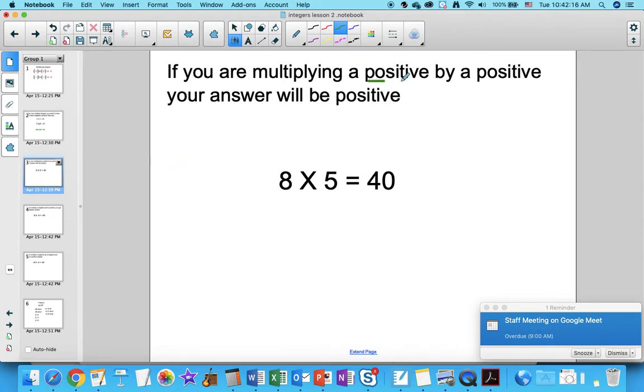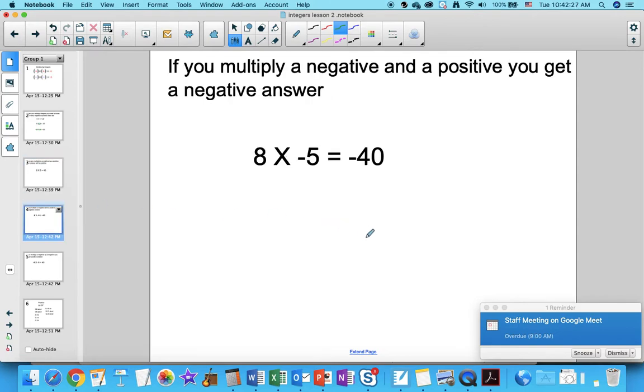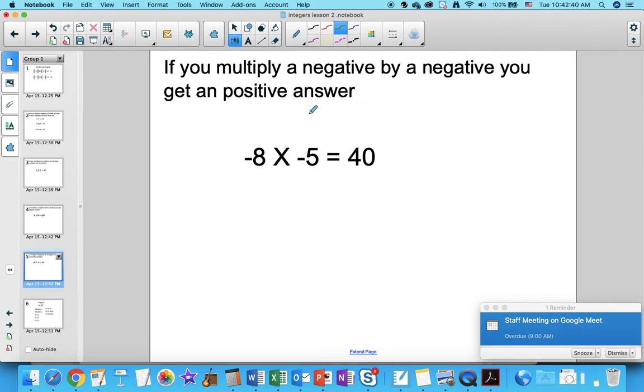If you're multiplying a positive by a positive, your answer will be positive, right? It's just regular old multiplication. If you multiply a negative and a positive, your answer will be negative, right? So if you only have one negative symbol, then your answer will be negative. And if you multiply a negative by a negative, you get a positive answer, right? So if you have 2 negatives multiplying, you get a positive. I like to think of the negatives coming together to make a positive.